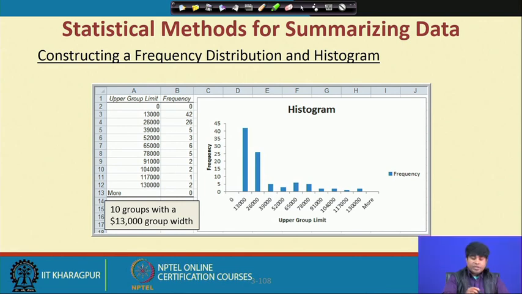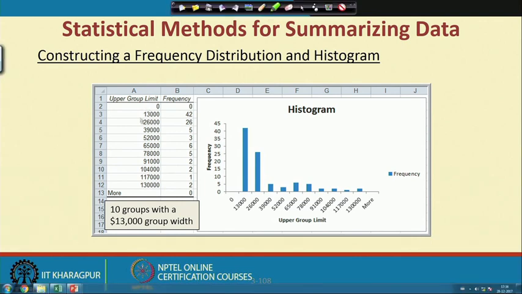For instance, again here 13,000 is an item which is repeated 42 times. So, by default the frequency is 42 here, followed by 26,000, and the number is repeated 26 times. So, by default the frequency will be reported as 26.